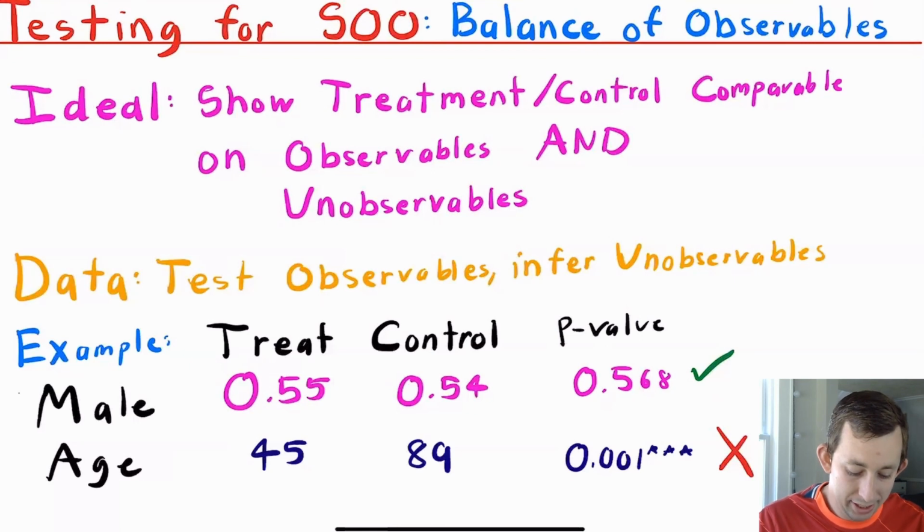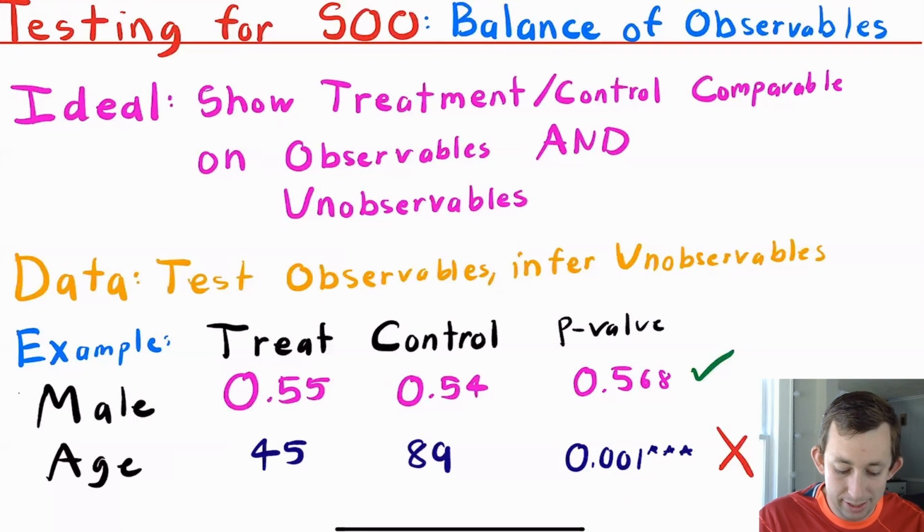But if we look at age, if your treatment group has an average age of 45 and your control group has an average age of 89, those are very different. You don't really even need the p-value to tell you that those are significantly different from each other. So what this would tell you is you might worry that your control group is much older than your treatment group. So the results of this comparison are not going to be truly due to treatment. They might be due to the fact that your control group is just generally older.